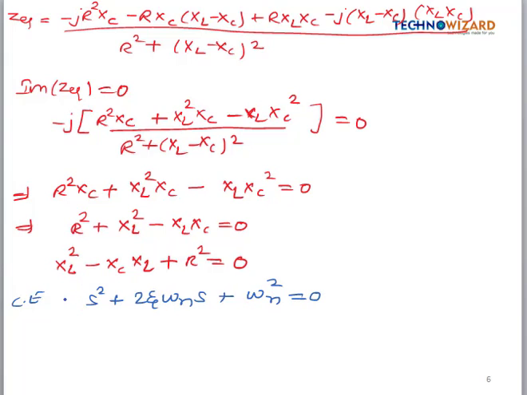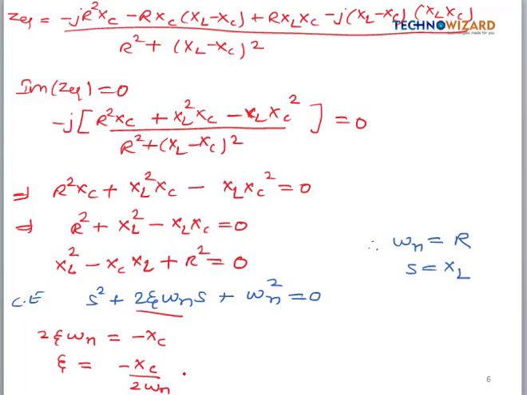So now after comparison, we are getting the value of omega n is equal to r, and in place of s we have xl. So this implies that 2 zeta omega n is equal to minus xc. So from here we are getting the value of zeta as minus xc divided by 2 omega n, so this is equal to minus xc divided by 2, and omega n value is r, so this is equal to minus xc divided by 2r.